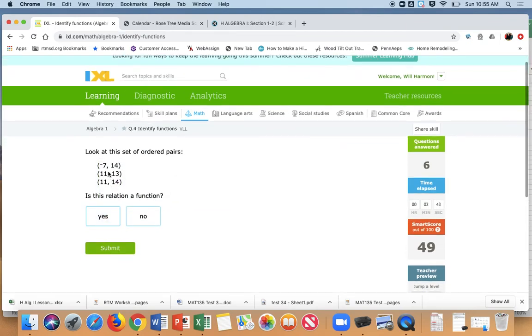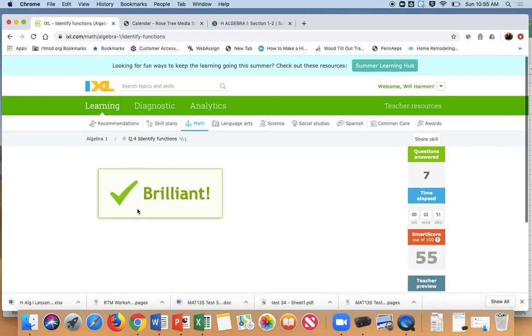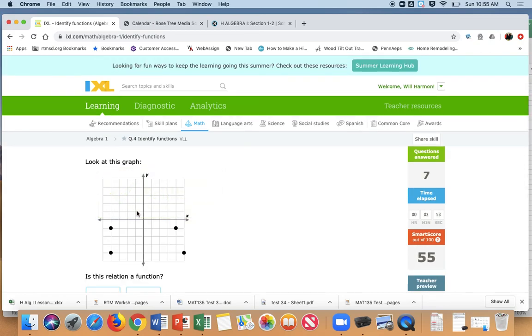Okay, last one, notice this. 11 is repeated right here and right here. 11 goes to 13, 11 goes to 14, not a function. And that's how you do it. If you guys have any questions, be sure to ask. And don't forget, for a problem like this, use the vertical line test. Make your life easy, because right there, not a function.